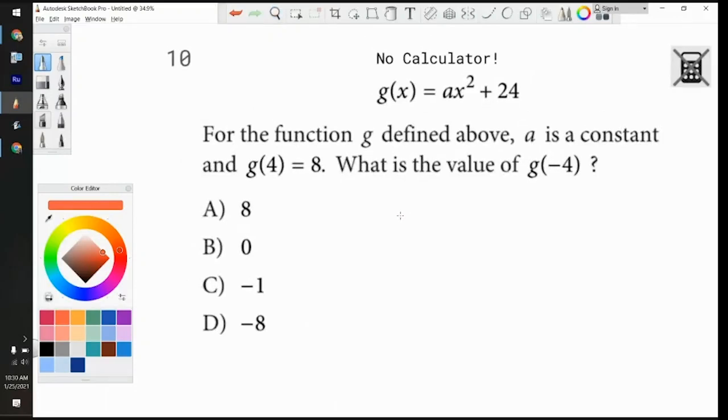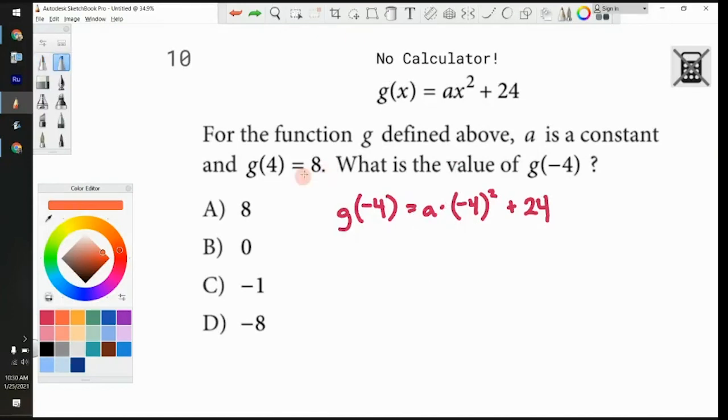All right, so it says g of 4 is equal to 8. What is g of negative 4? The problem with this is if I just put in negative 4 right away for that g of x equation, you're going to end up with a times negative 4 quantity squared plus 24, and that's none of the answers here. The reason we can't solve this out is because of this a right here. So we need to figure out what that a is, and then we can actually solve this problem.